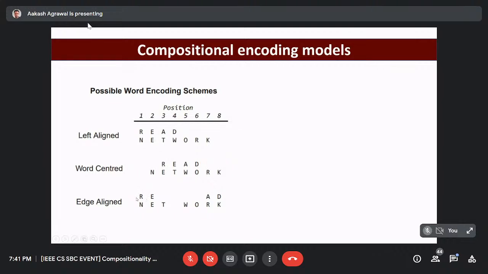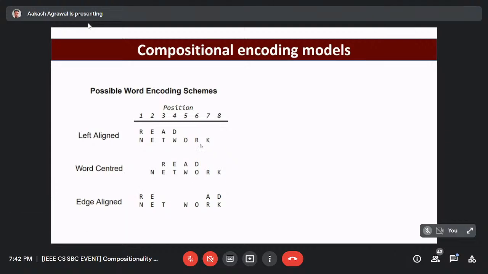And in the edge aligned case, the response would be the response of R at position 1, E at position 2, A at position 7, and D at position 8 of the model. So here, we are trying to fit a linear combination model. The regression matrix has 26 times 8 columns, where each letter has 8 possible positions it could take. And we fill the regression matrix based on either of these three schemes.